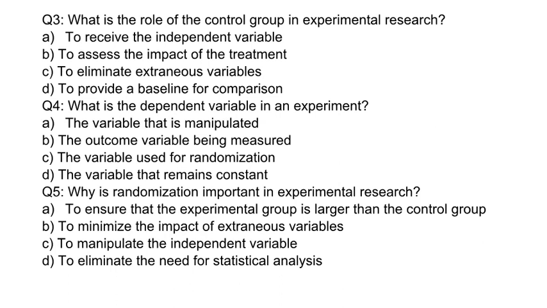Question 5 is, why is randomization important in experimental research? A. To ensure that the experimental group is larger than the control group. B. To minimize the impact of extraneous variables. C. To manipulate the independent variable. D. To eliminate the need for statistical analysis. Correct answer is B. To minimize the impact of extraneous variables.